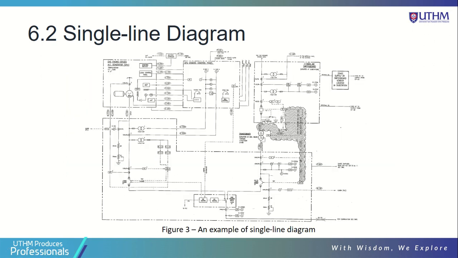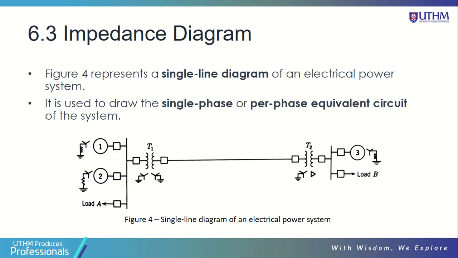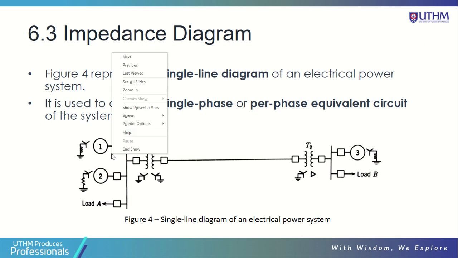So this is an example of the single line diagram. We have a complex system, and these are all the symbols, the standard symbols provided by ANSI or IEEE. In this chapter we will focus on how to analyze the electrical power system. Basically, in the system we have a generator. You have to be familiar with these symbols.